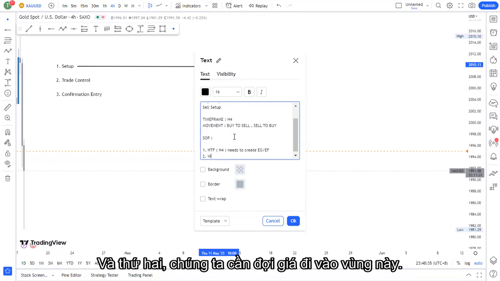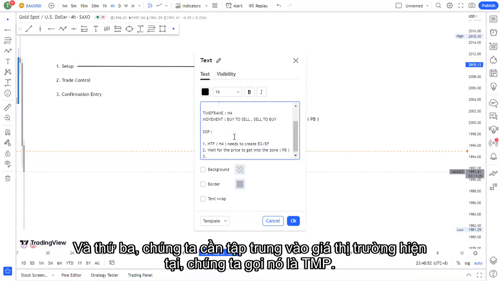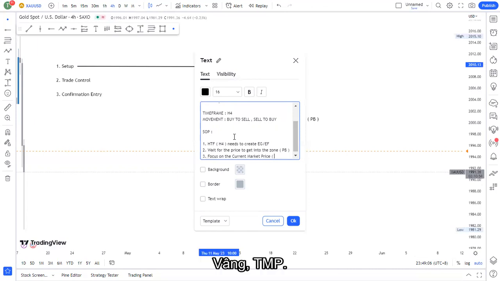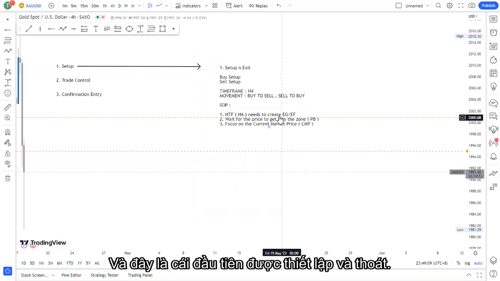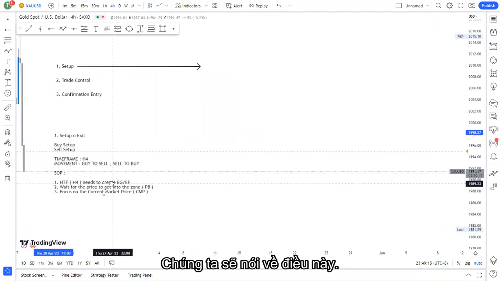Number two, we need to wait for the price to get into the zone, or we can call it a pullback. And then number three, we need to focus on the current market price, which we call CMP. This is the first topic, setup and exit. We are going to talk about this.